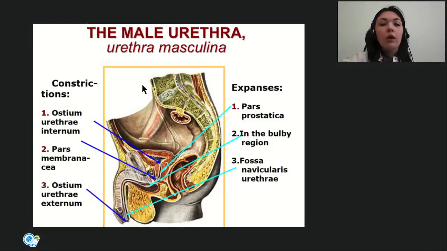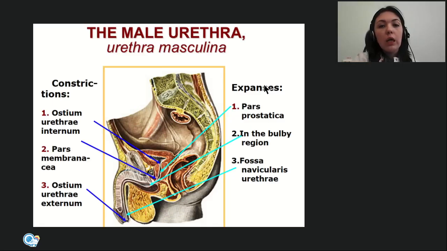Yes, it's not the end, sorry. So the male urethra is long, and its diameter is not equal at all levels. There are some narrowed parts and some dilated parts. The narrowed parts are constrictions, and the dilated parts are expansions or dilations. There are three constrictions. The first is located at the internal urethral opening, at the very beginning. The second one is located where it passes through the membranous part, through the perineum. And the third constriction is located at the level of the external urethral opening, at the glans of the penis.